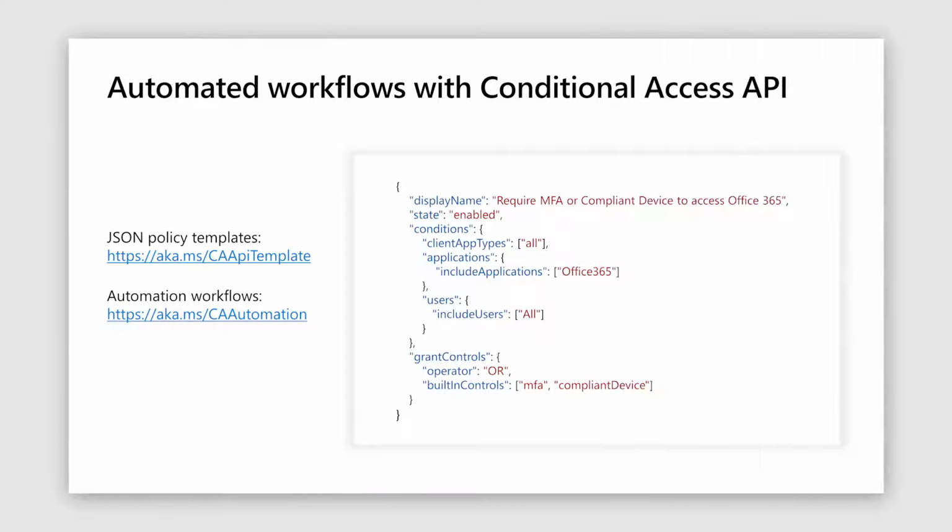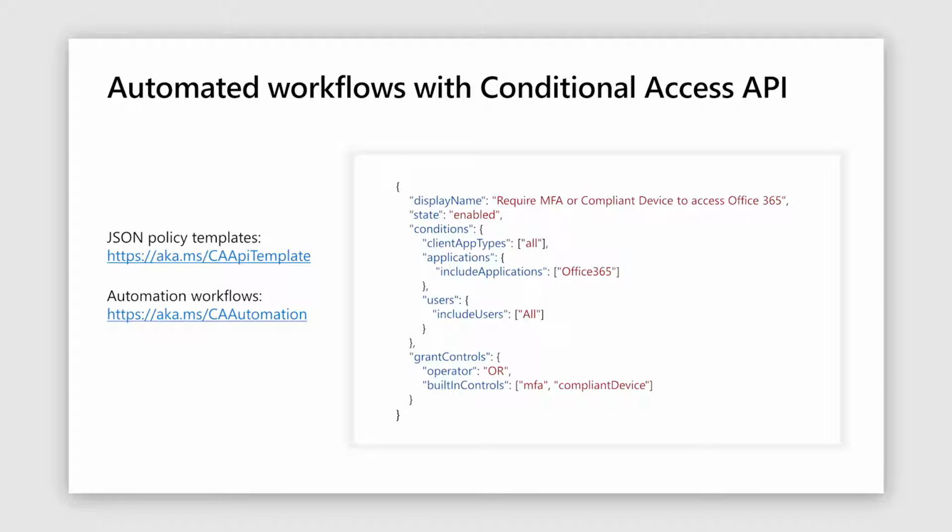Let's show how to create automated workflows using Conditional Access APIs. We created several Conditional Access templates to easily deploy policies to your organization. You can find them in the first link shown in the slide. The second link contains step-by-step instructions to deploy scripts to empower several automated scenarios, like backup and restore of policies, break glass automation, safe rollout of policies, and many more.